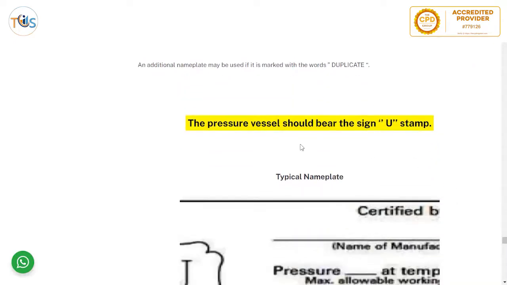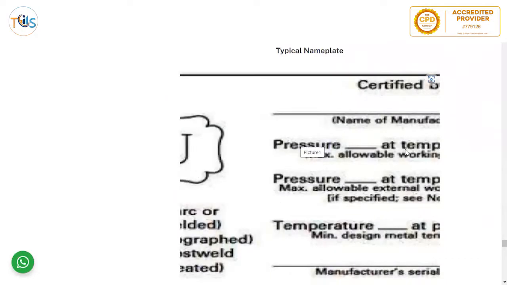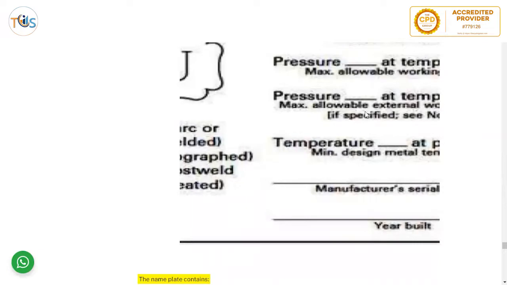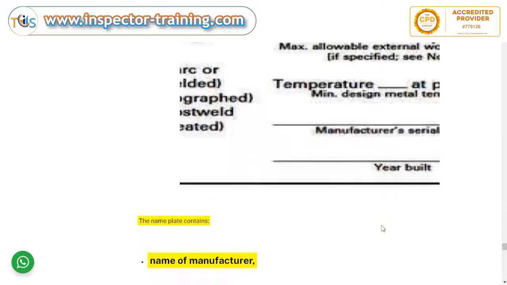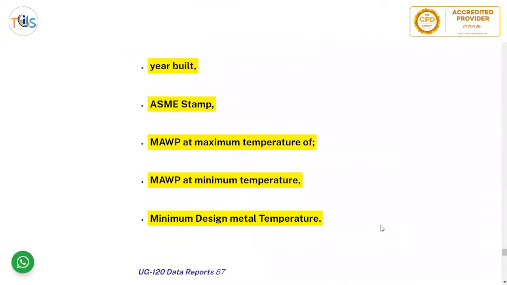The pressure vessel should wear a U stamp. So you can see the U and what pressure at what temperature, the maximum allowable working pressure if it's external or internal, temperature, minimum design metal temperature, manufacturer serial number, name of manufacturer, and year built. This is a typical U stamp nameplate. It should contain name of manufacturer, year built, ASME stamp, the U stamp, maximum allowable working pressure at temperature, maximum temperature, maximum allowable working pressure at minimum temperature, and minimum design metal temperature.